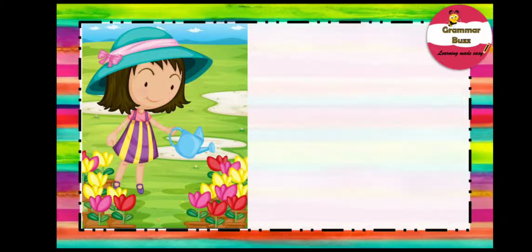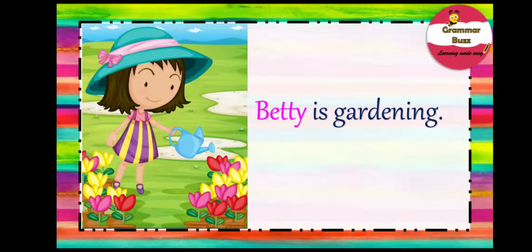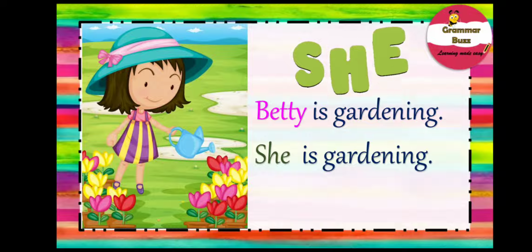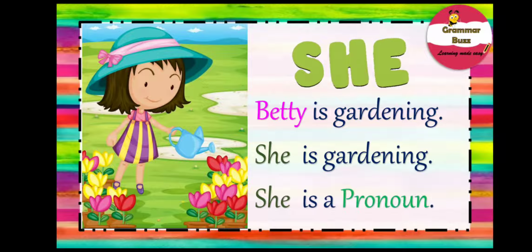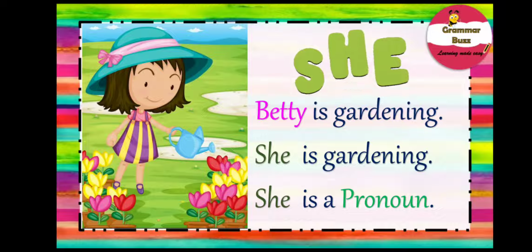Okay, here's another one. Here's a picture of a girl who is gardening. Let's say this girl's name is Betty. So the sentence is, Betty is gardening. Now let's change the sentence so we include a pronoun. So the new sentence would be, she is gardening. Isn't that cool? She is a pronoun because it is a word that takes the place of a noun, which is the name Betty.